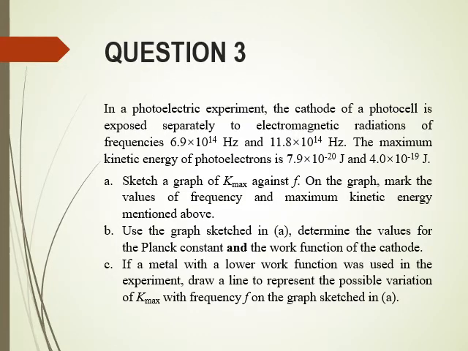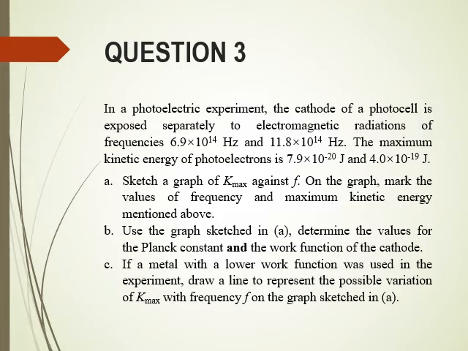Question 3. In a photoelectric experiment, the cathode of a photocell is exposed separately to electromagnetic radiation of frequency 6.9 times 10 to the power of 14 Hertz and 11.8 times 10 to the power of 14 Hertz. The maximum kinetic energy of the photoelectrons is 7.9 times 10 to the power of negative 20 joule and 4 times 10 to the power of negative 19 joule. A. Sketch a graph of K max against f. On the graph, mark the values of frequency and maximum kinetic energy mentioned above.